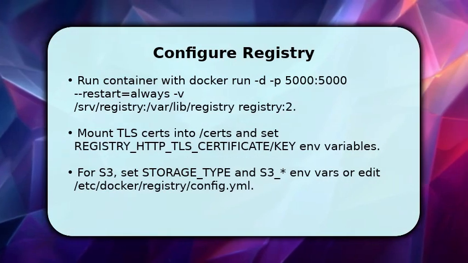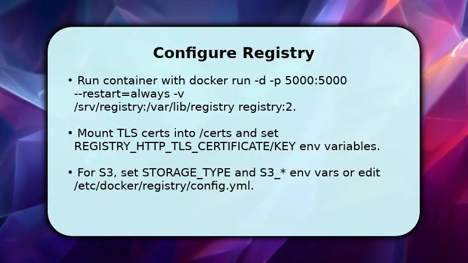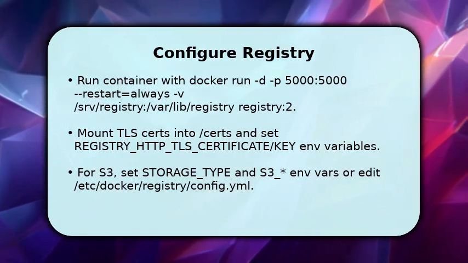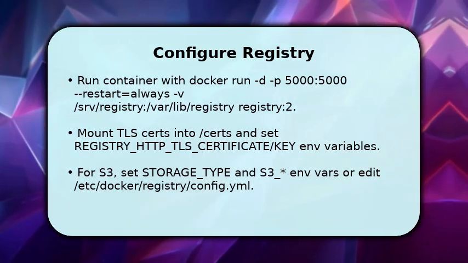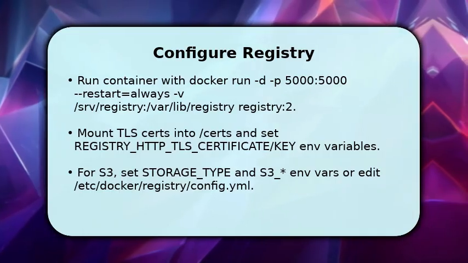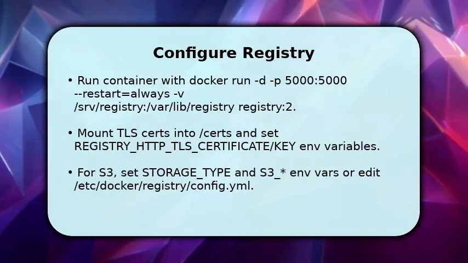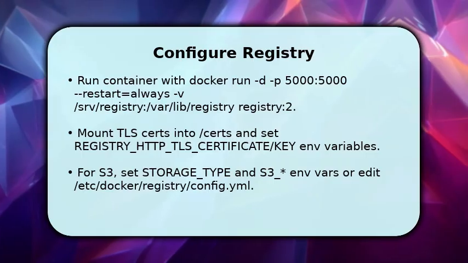Now you configure and launch the registry container. Run it with volume mounts for data and certs. Set environment variables so the registry locates TLS files. If using S3 or other backends, either pass storage environment variables or mount a custom config.